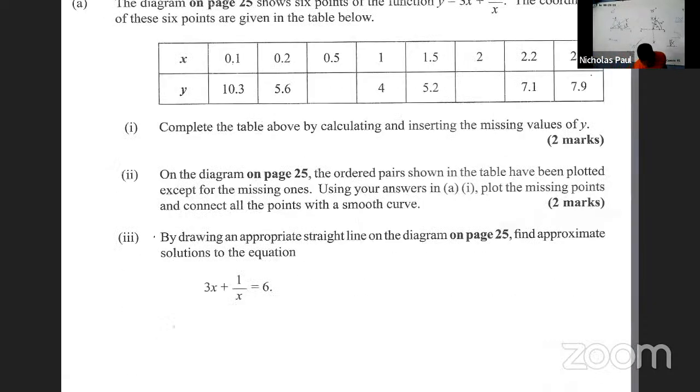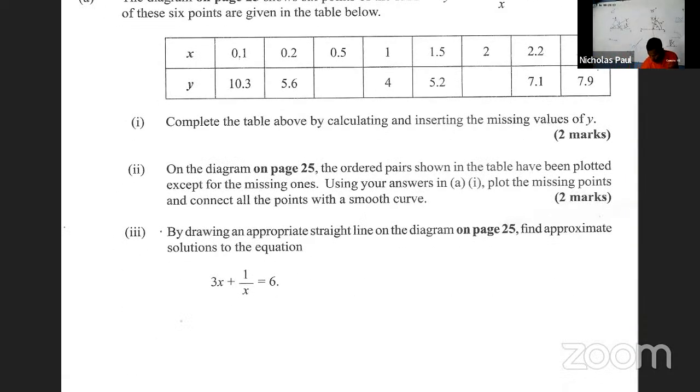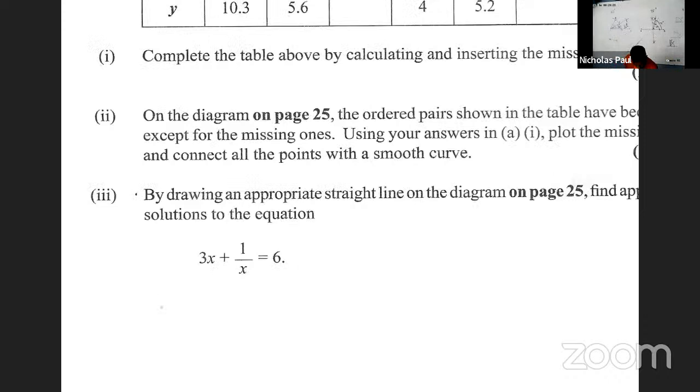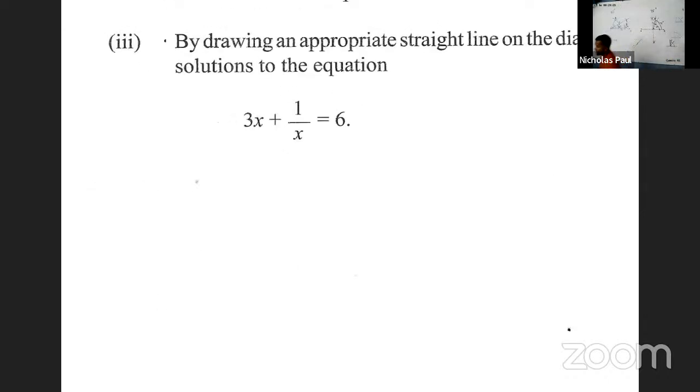And we have one last part to do. By drawing an appropriate straight line, they want you to solve this on your graph. I think I showed this graph. Right? How are we doing that?